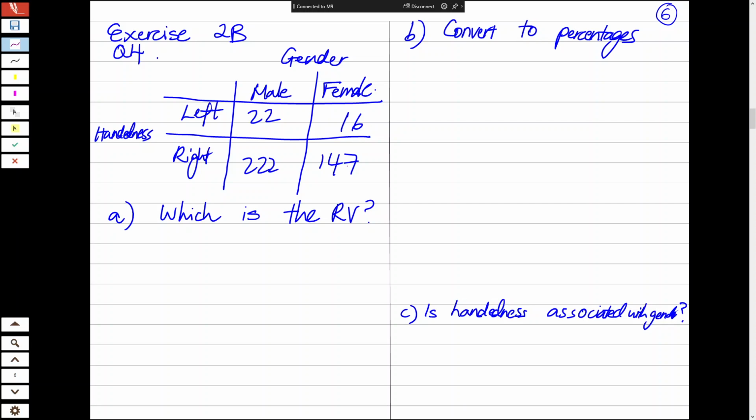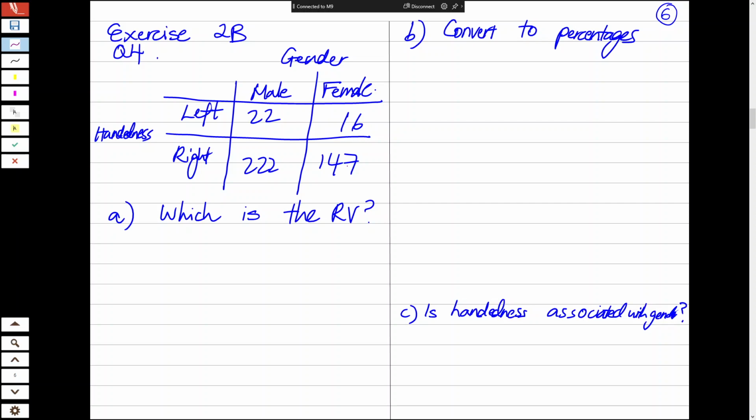Yes, Tom. It's okay. No, it's alright. I'll just let you explain it and then I'll see. I haven't written down all the information, so I'll just read it out for you. The table opposite was constructed from data collected to see if handedness, that is left or right, was associated with gender, that is male or female. That's it.